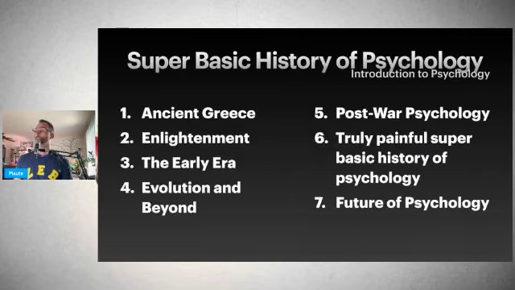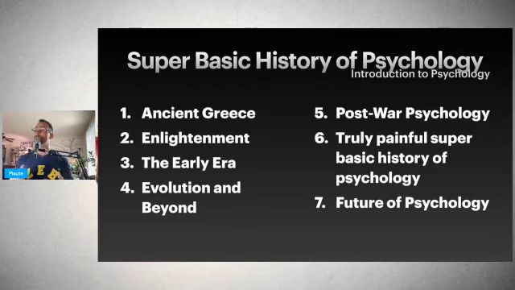Okay. Here is an outline. If I were you taking notes, I would take a moment to write down each of these 7 points. This is the flow of today's lecture. We're going to start talking about ancient Greece. We're going to move on to the Enlightenment. After that, we'll go into the early era of psychology. Then we'll talk about how Charles Darwin's theory of evolution influenced psychology and beyond. And then we talk about post-war psychology in the United States. World Wars I and II had a drastic influence in how psychology as a field formed.